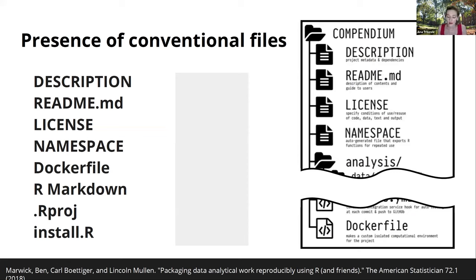Right. So as I mentioned, this is a study in R, and there are some conventions in the open source R community. One of the conventions we can see here on the right-hand side: an R package would have a description file, a README file, license, namespace, a Docker file maybe. So we asked this question: can we find any of these convention files in our examined datasets?